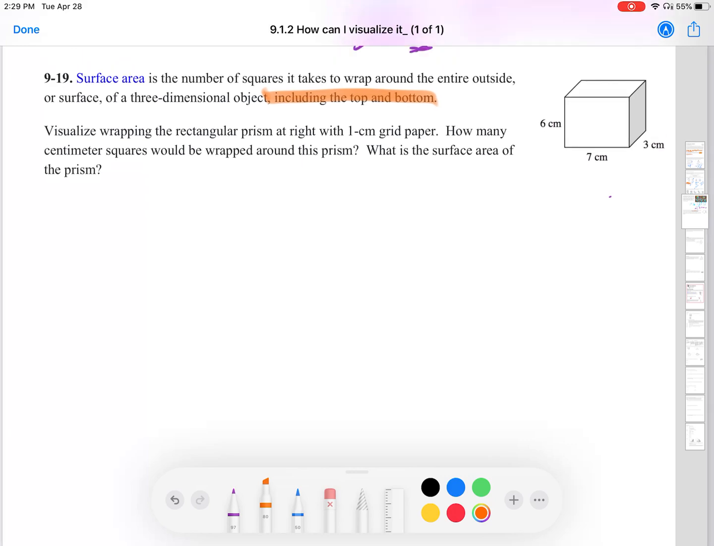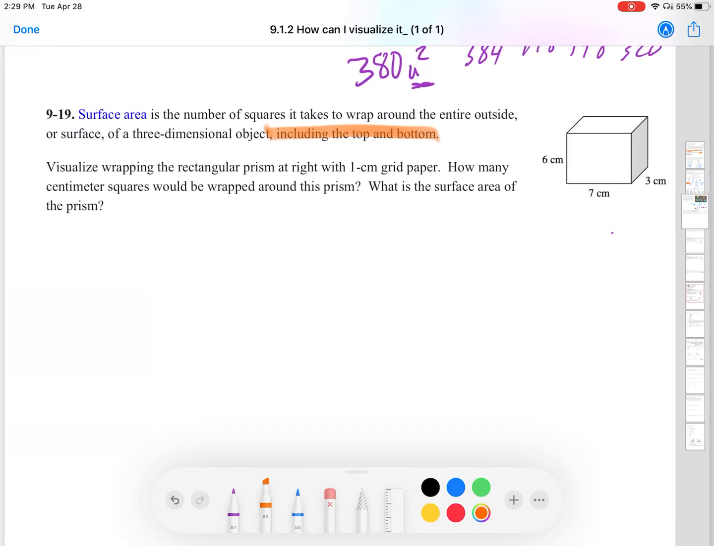So visualize that wrapping paper, the rectangular prism, with that rectangular prism that we see here on the right, with 1 centimeter grid paper. Why 1 centimeter grid paper? Because we are using centimeters. How many square centimeters would be wrapped around this prism? What's the surface of the prism?